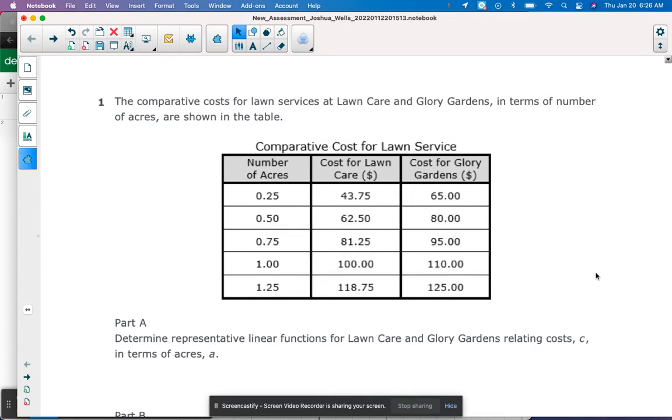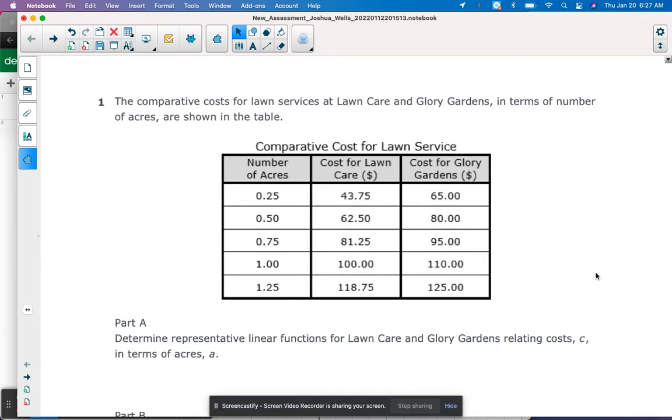Hey guys, so today we're going to be looking at your Unit 5 review, which is over systems of equations and inequalities. So let's go ahead and get started. Number one, what we're looking at is the comparative cost for lawn services at Lawn Care and Glory Gardens in terms of acres, and it's shown on the table.